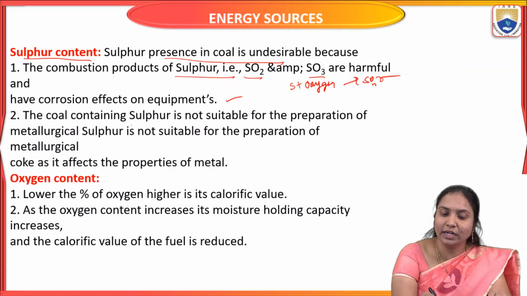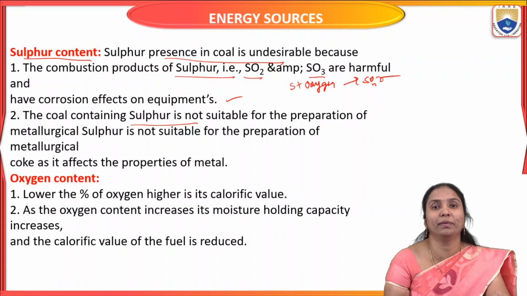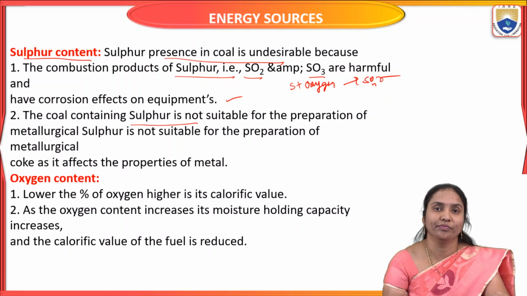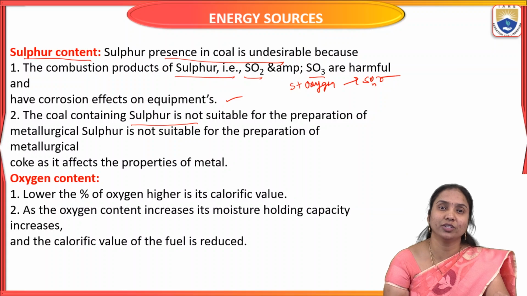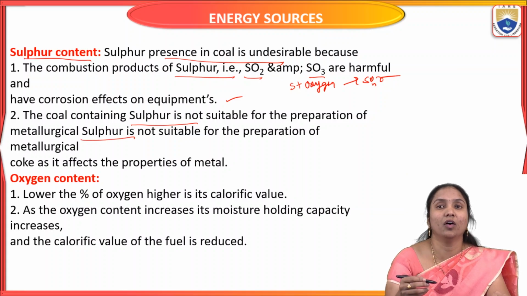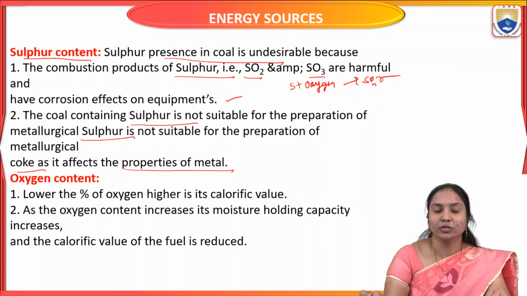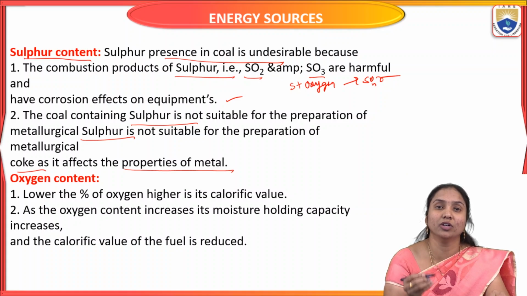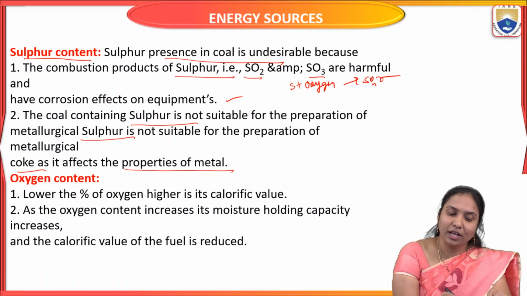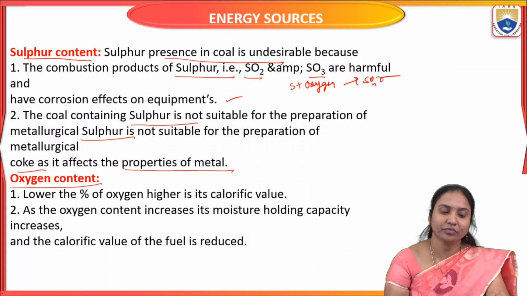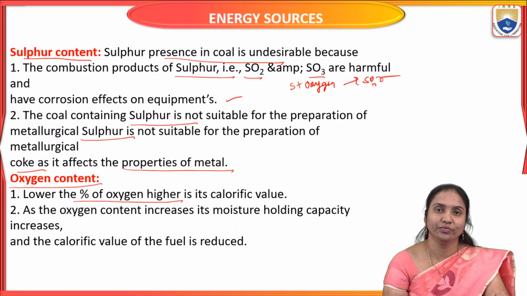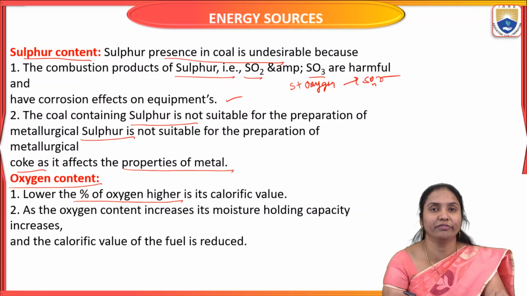The second point is that coal containing sulfur is not suitable for the preparation of metallurgical coke, so it affects the properties of the metal. So good coal always contains a low percentage of sulfur. And the last one is oxygen content. The lower the percentage of oxygen, the higher the calorific value.